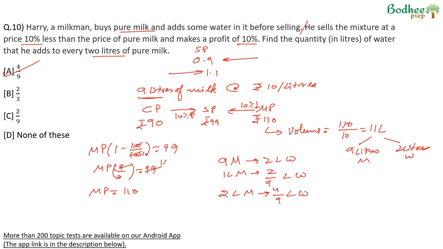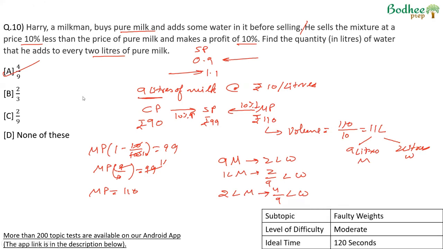Question based on mixing, cheating, or faulty weights, as you might call it. Overall level moderate. If you're able to identify the central value quickly, the solving time will also not be very high. But again, could be a question that can be looked at in the exam depending on the other questions that are there.